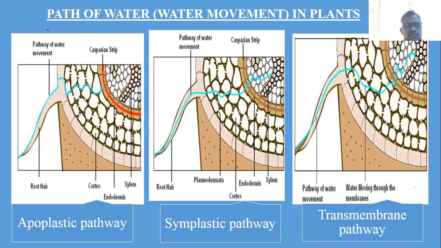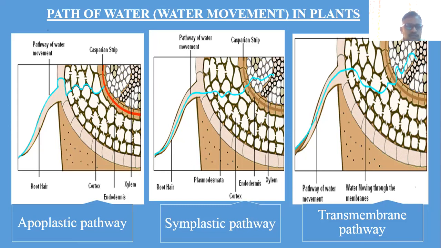This is mainly because of the plasmodesmata, which internally connect neighbouring cells. And the third one is the transmembrane pathway. Now what is meant by the transmembrane pathway? In plant roots, the water movement from the soil till the endodermis occurs through the apoplastic pathway, that is, only through the cell wall. Then because of the Casparian strip, the pathway changes to the symplastic pathway.